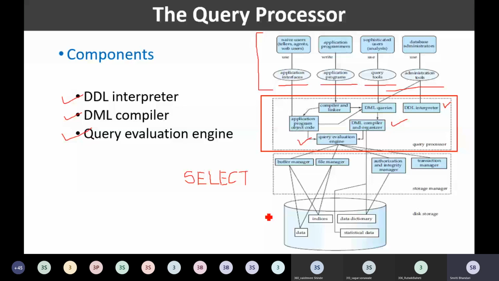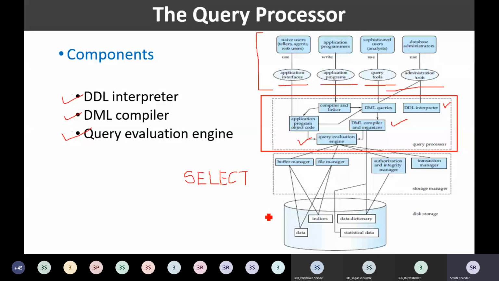If I write this query, while executing it I need to consider two conditions. What are those two conditions? The first condition: I want to extract the instructors from the computer science department. The second condition says that I want to extract only those instructors whose salary is greater than 60,000. So I need to check two conditions, right?